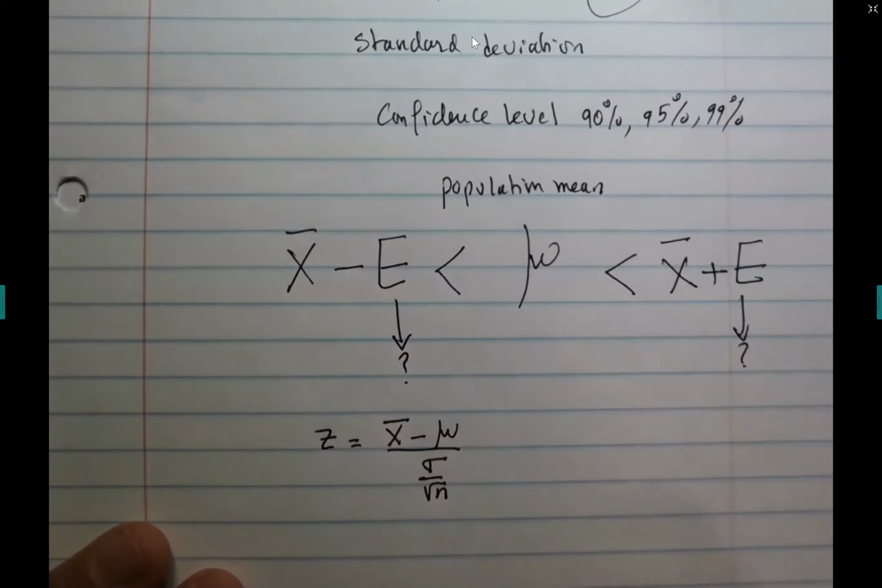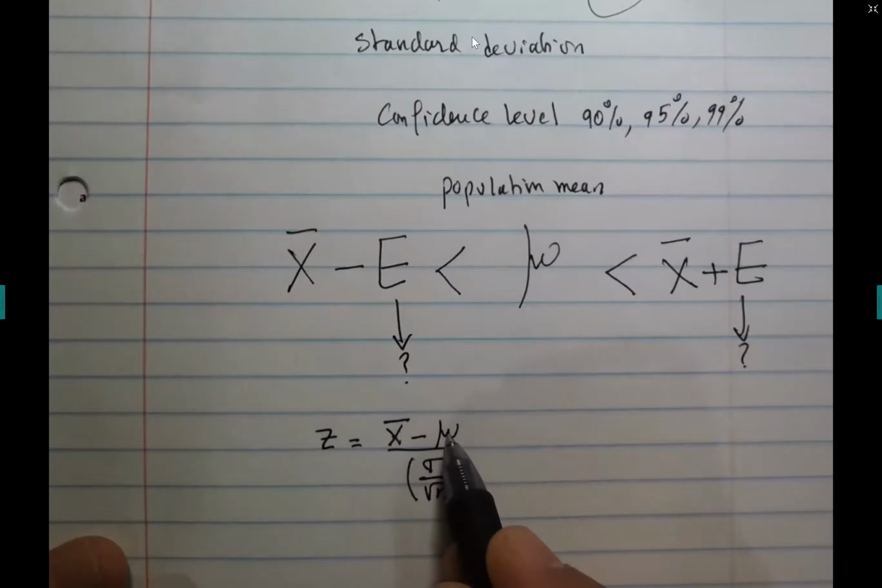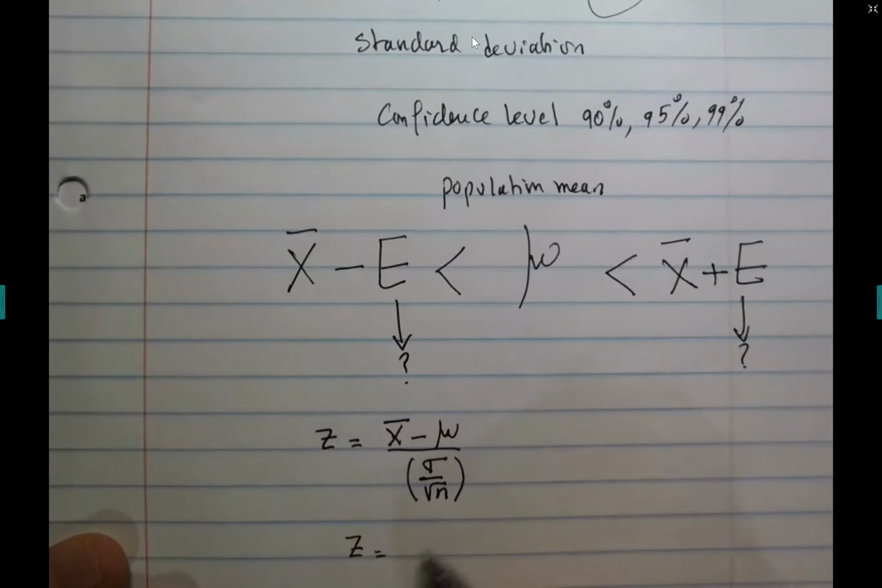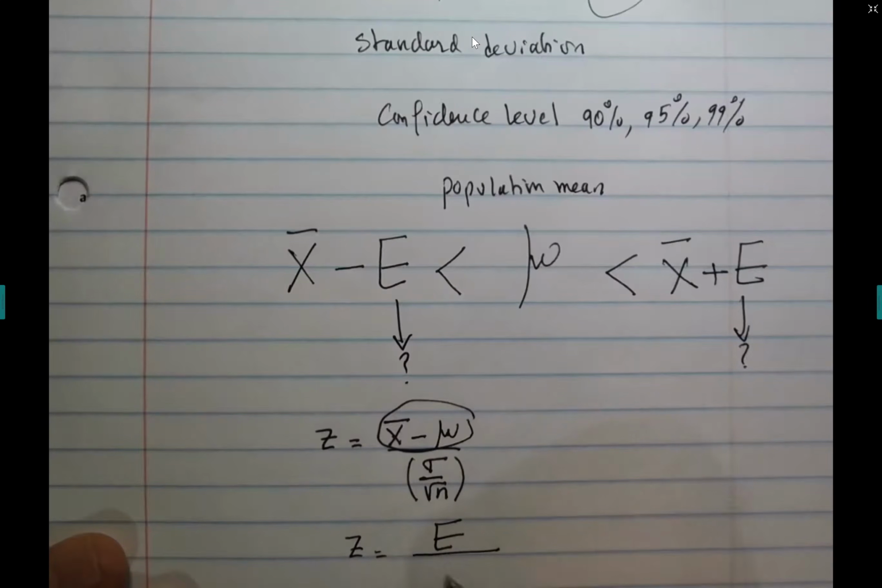It's going to be sigma over square root of n, because when we did chapter 5 and the central limit theorem, when we work with samples and with x bar, our standard deviation becomes a smaller one, sigma over square root of n. The difference between the sample mean and the actual mean, we call the margin of error. So this is the margin of error here, E, divided by sigma over square root of n.